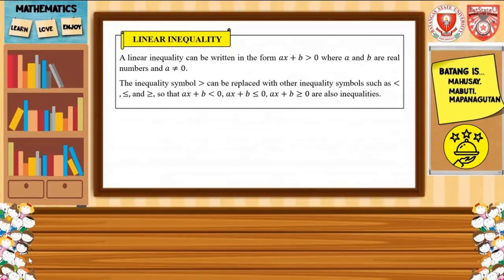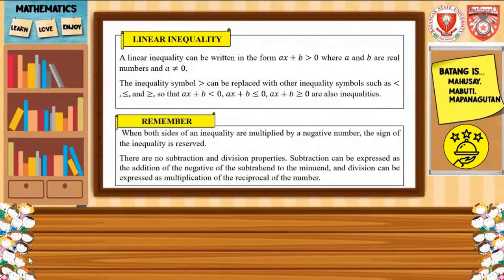Again, in a linear equation in one variable, we have exactly one form: ax plus b equals 0. But in linear inequality, we have four forms: ax plus b is less than 0, ax plus b is greater than 0, ax plus b is greater than or equal to 0, and ax plus b is less than or equal to 0. They are also inequalities, so we have the four.